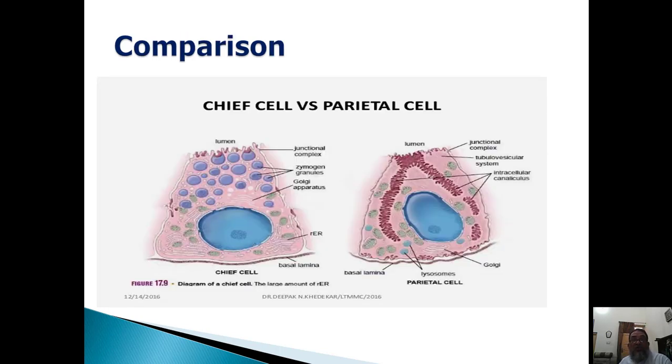Now this is the comparison of both chief cell and parietal cell. Quite obvious. Now look at the picture. Nucleus is basal in the chief cell, while in the parietal cell the nucleus is almost in the center. The apical zone is full of granules. These granules are zymogen granules.